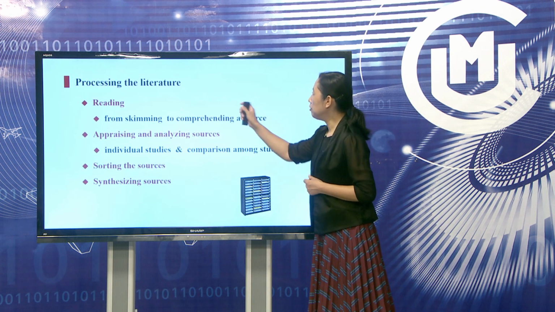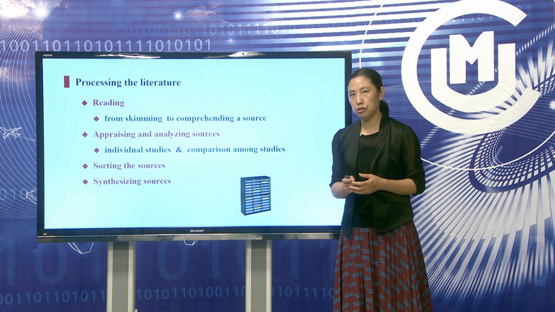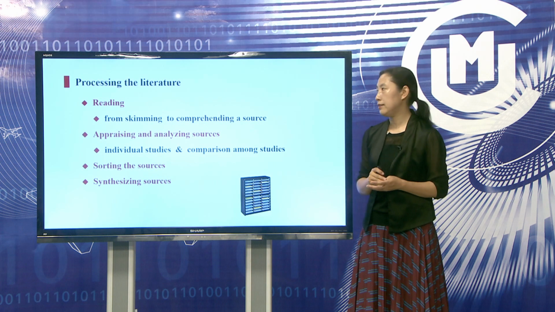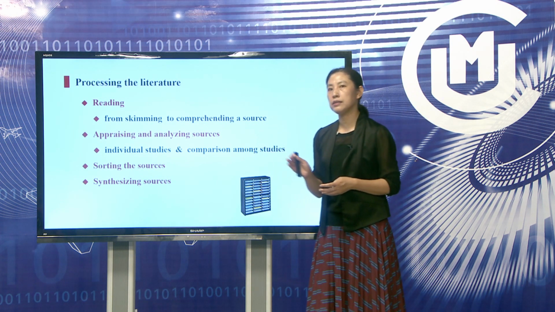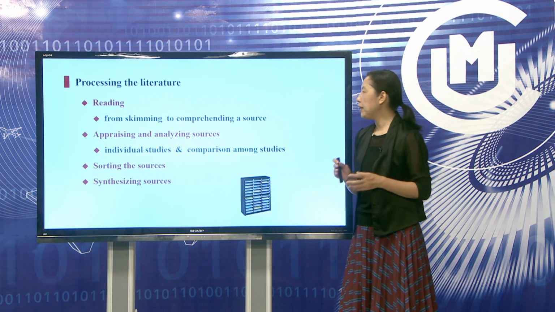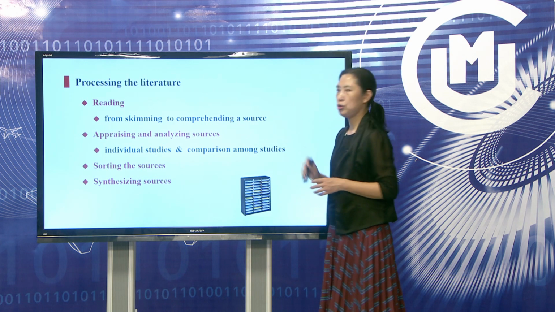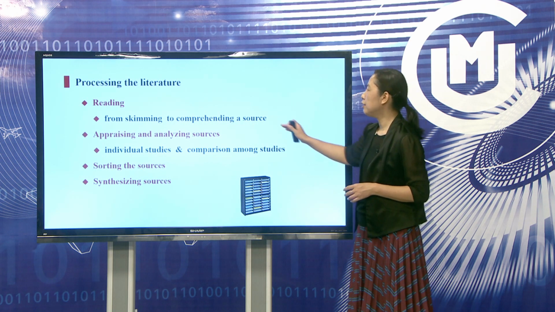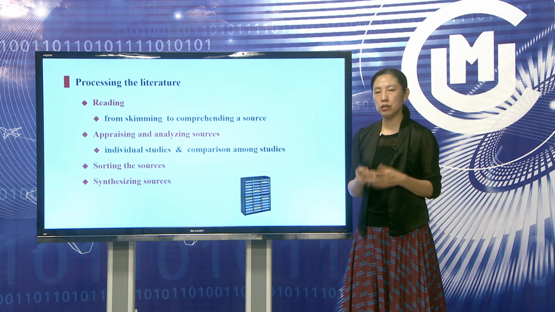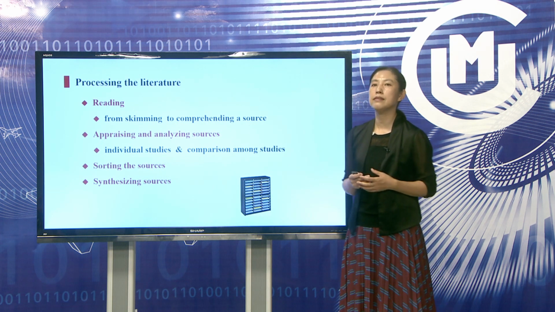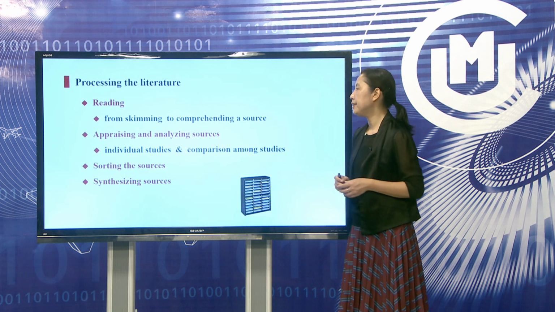And then you will need to process the literature. You have all this literature. First, you need to read the literature, but do not start by reading the whole pages. I mean, you need to read from skimming to comprehending. So this is a kind of rule for reading. You get some picture about the reference, and then you decide if you want to read it in detail, you can read in detail.